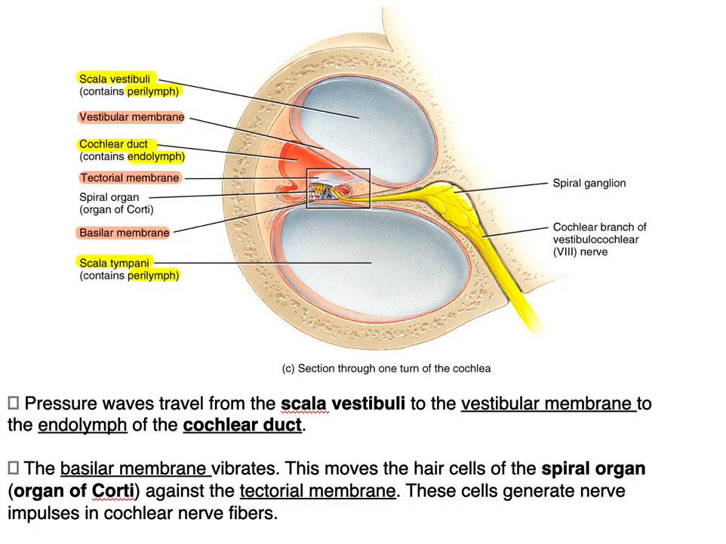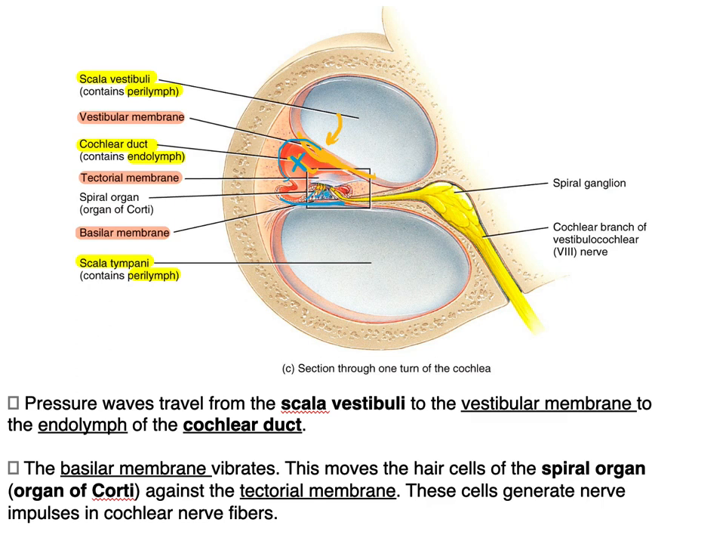Okay. Now what else? As I mentioned, the pressure waves travel from the scala vestibuli to the vestibular membrane here, then to the endolymph of the cochlear duct, which was drawn in blue, but here it is red. I don't care. Then the endolymph affects the basilar membrane.